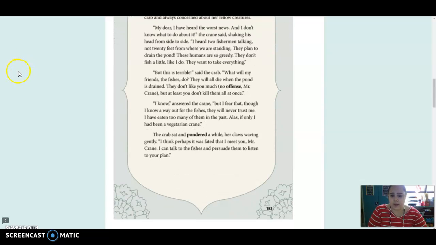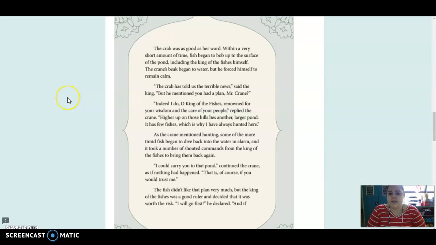"I know," answered the crane, "but I fear that though I know a way out for the fishes, they will never trust me. I have eaten too many of them in the past. Alas, if only I had been a vegetarian crane." The crab sat and pondered a while, her claws waving gently. "I think perhaps it was fated that I meet you, Mr. Crane. I can talk to the fishes and persuade them to listen to your plan." The crab was as good as her word. Within a very short amount of time, fish began to bob up to the surface of the pond, including the king of the fishes himself.